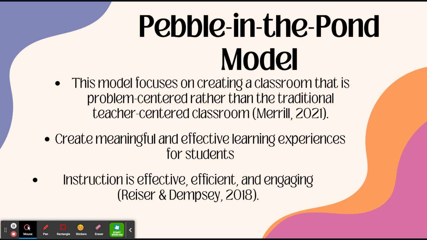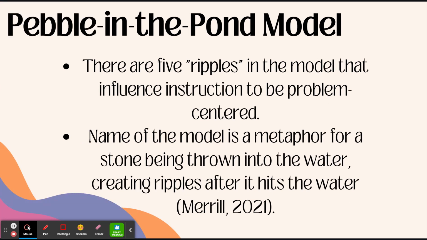In this type of model, educators' instructions are usually effective, efficient, and engaging. Students are engaged in what they're doing because they're able to sit there and figure the problem out on their own rather than the teacher talking at them and telling them, complete this worksheet. So there are 5 ripples in the model that influence instruction to be problem centered.